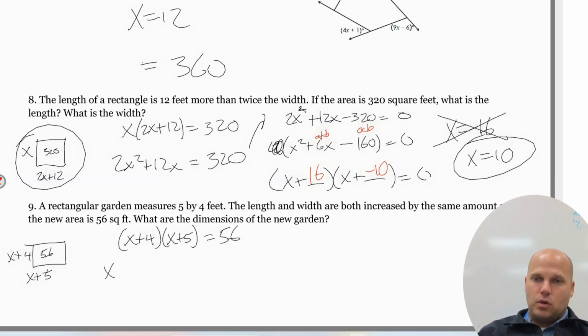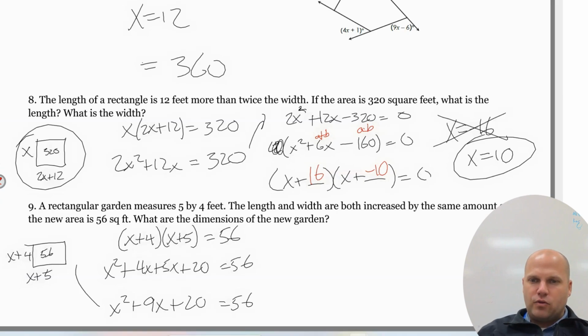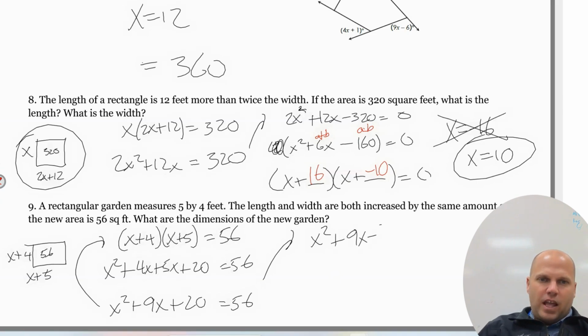I'm going to distribute. I get x squared. I get 4x's. I get 5x's. I get 20. Oh, yeah. The 4x's and the 5x's are just 9x's. Oh, this makes sense. I could go backwards from this to this because I know 4 plus 5 is 9 and 4 times 5 is 20. That's not what we're going to do here because I'm going to subtract the 56 and get a minus 36 here.